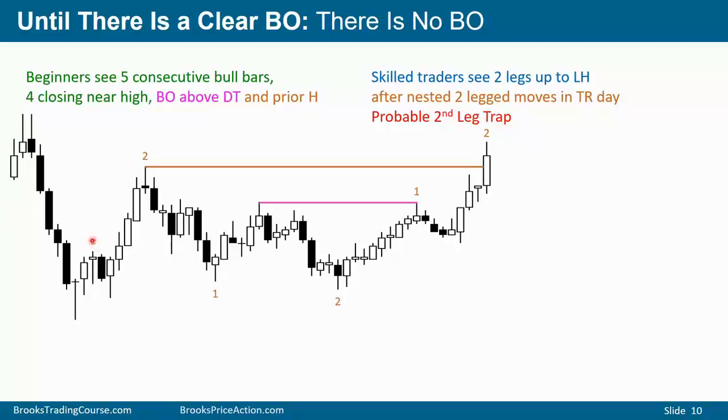Two legs up, one pullback two, two legs down, one pullback two, two legs up, one pullback two. Probable second leg trap. I'll talk about that later, where you have a very strong second leg, trapping traders into thinking the market is turning into a trend, but it traps bulls into buying high. You get second leg traps at the bottom, trapping bears into selling low. And trading ranges disappoint traders. Chances are the bulls will be disappointed and we'll get a reversal, which we did.